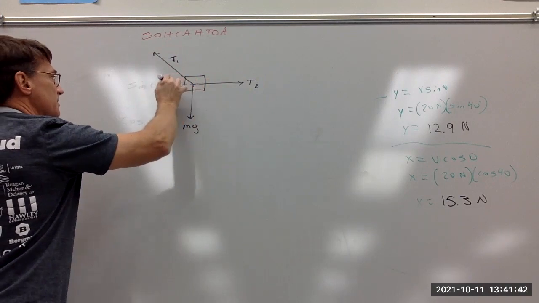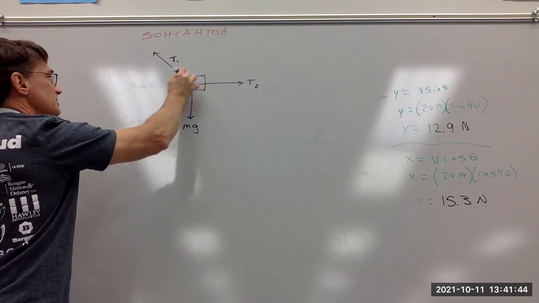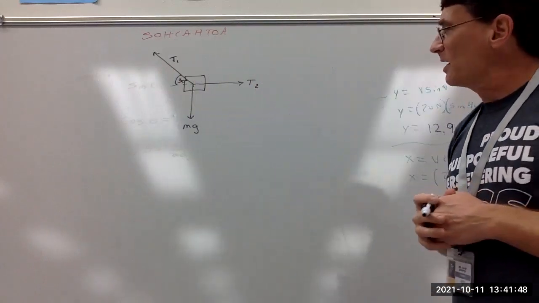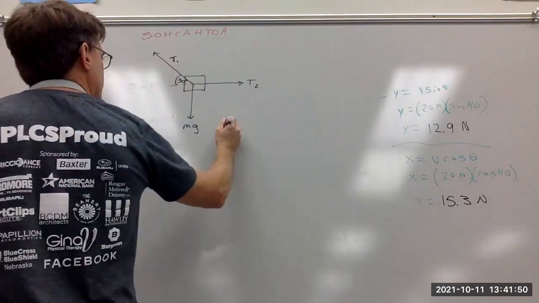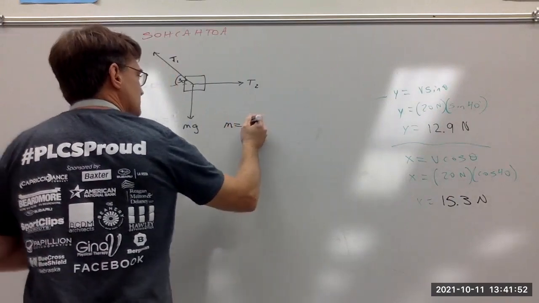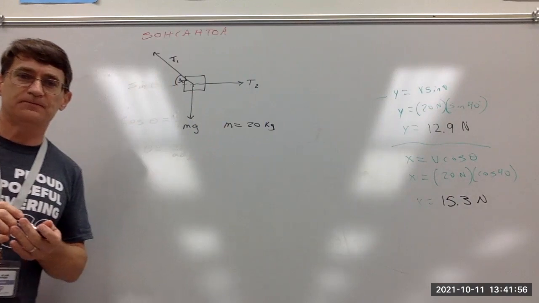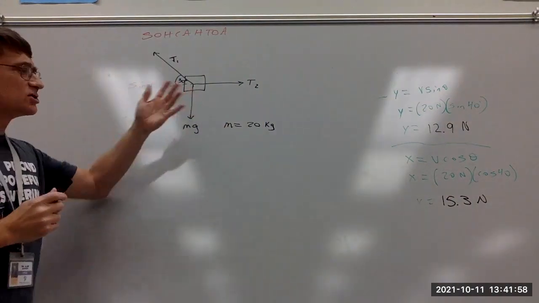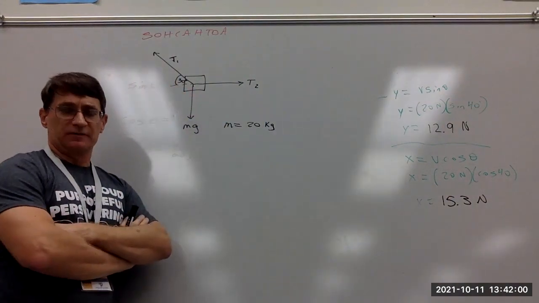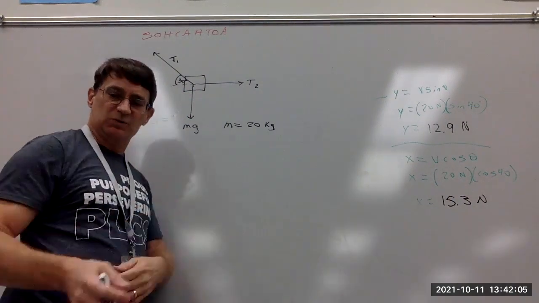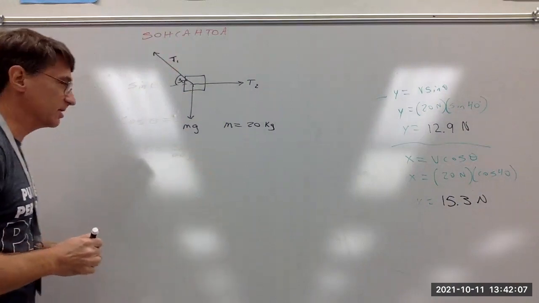Now, tension 1, maybe I measured, is at 30 degrees. It's at 30 degrees right there. What if I tell you that the mass is 20 kilograms? Okay. And I want to know what's the tension in these ropes. So when you first look at that, you think, okay, that's too hard. No, it's not. It's physics. It's not a big deal.